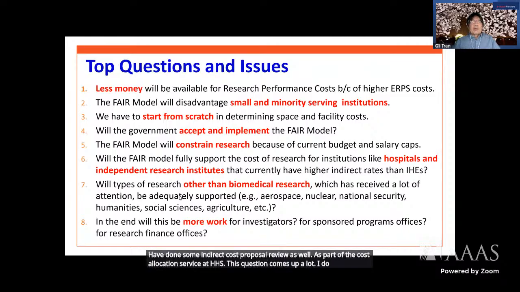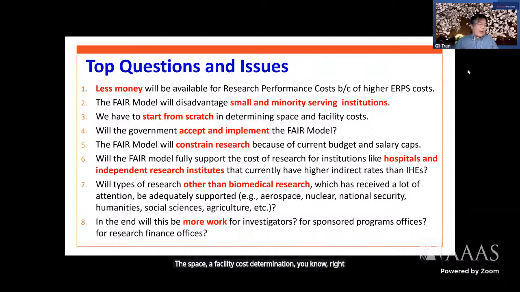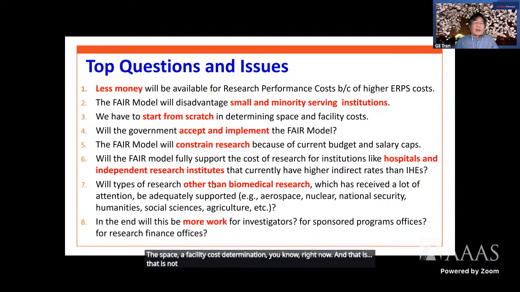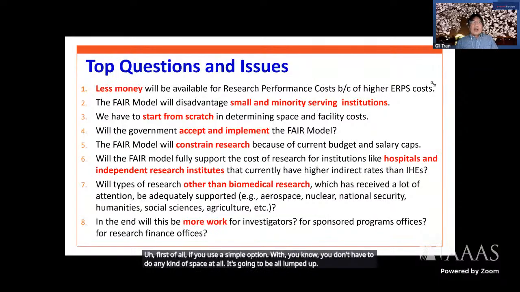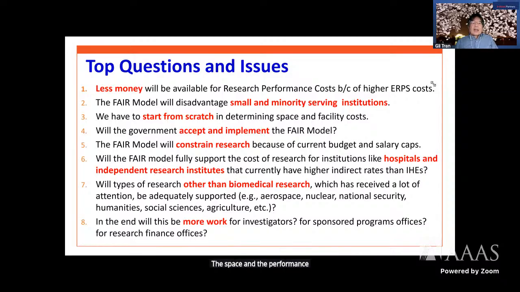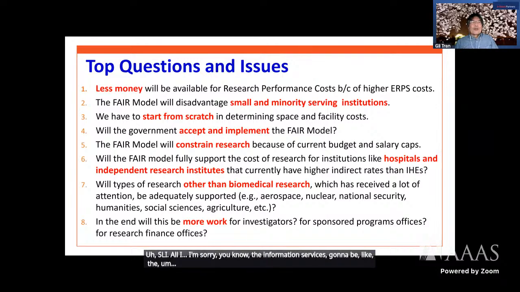I do agree. People are afraid that, with the FAIR model, especially the detail option, you have to have some kind of different space and do away with the current space and facility cost determination right now, and that is not correct. First of all, if you use the simple option, you don't have to do any kind of space at all. It's going to be all lumped up, the space and the performance facility and the information services going to be like the 10%. You don't have to do any space at all.